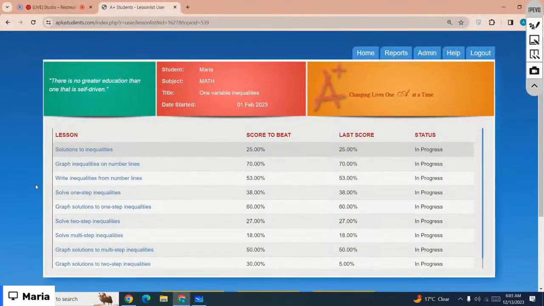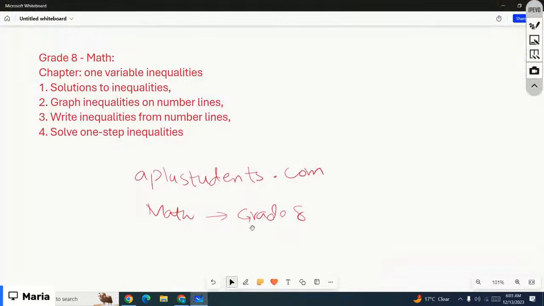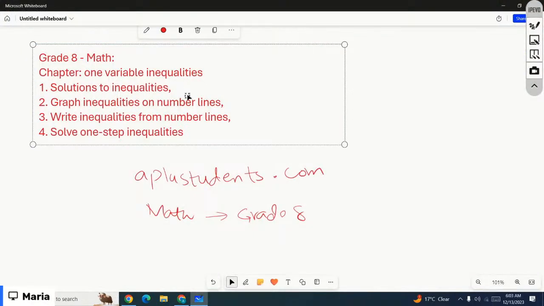Here I am on grade 8 math. The chapter we're working on is one variable inequalities, not equations. Let's just start with the first lesson, that is solutions to inequalities, right? Okay, first of all, what is inequality? What do you know about the inequality?